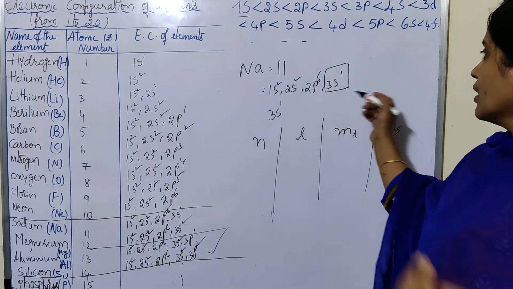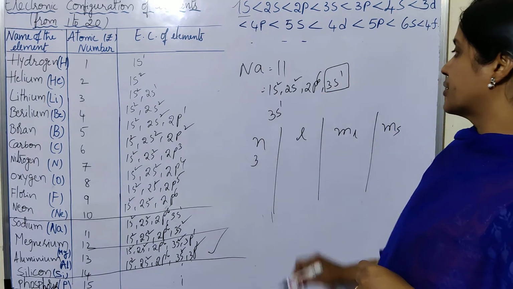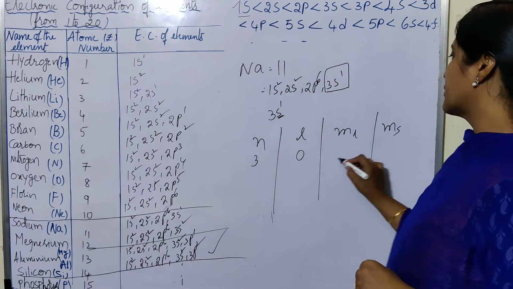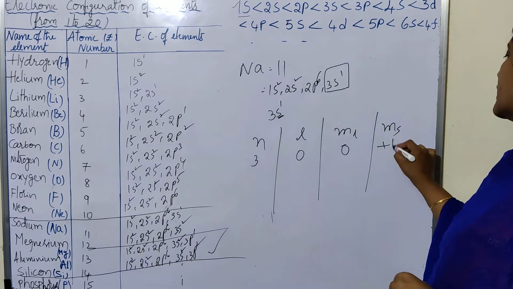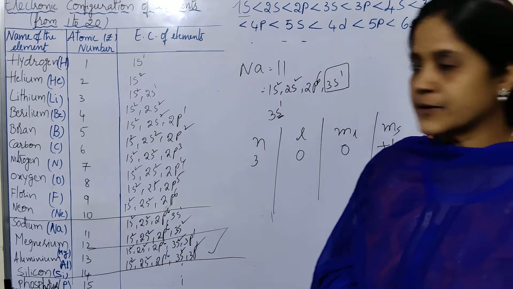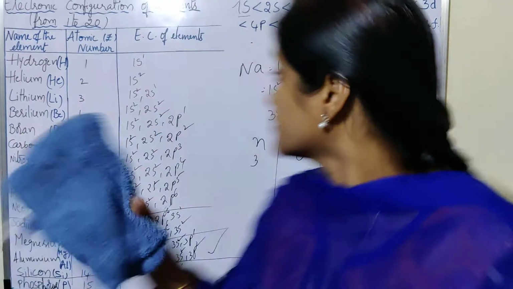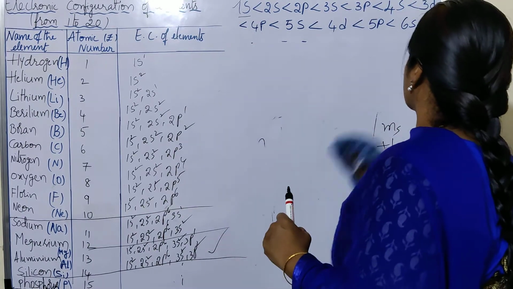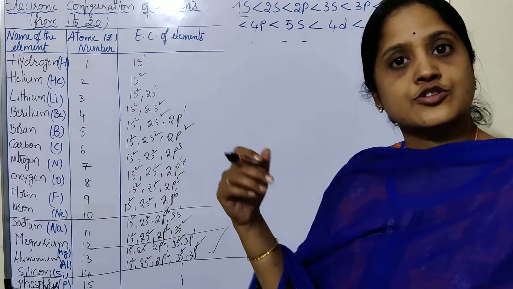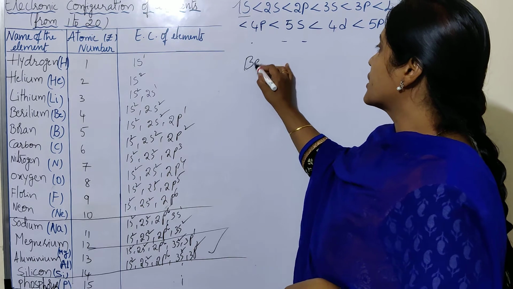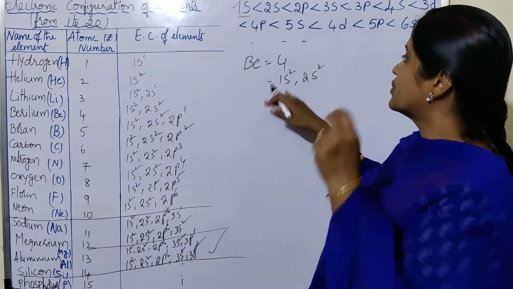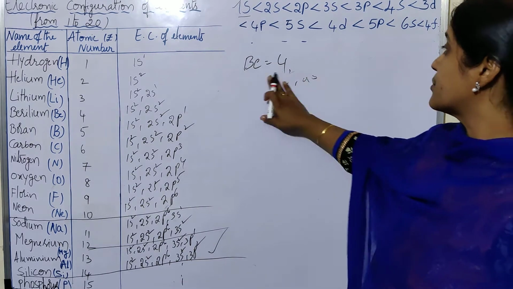Understand? So for 3s1, n is equal to 3. Then this is the l value, 0. Then ml is 0. The spin for the first electron is plus. For example, one more example we'll take. What is the differentiating electron of beryllium? Beryllium is 4, and 1s2, 2s2, here also s only is coming. We'll take some other example.